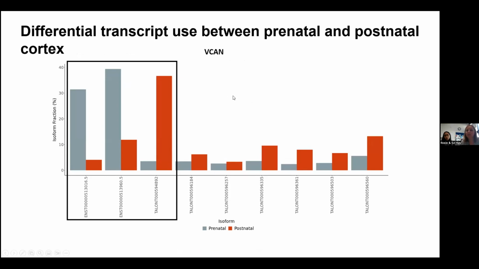And here's an example of differential transcript usage, which Szi Kay described at the beginning. This is for the VCAN gene. Here on the left-hand side, you can see for the transcript, in grey is the prenatal samples, and there's a higher percentage of isoforms which occur in the prenatal samples compared to the postnatal samples in red. And that's the same trend for this transcript here and along. However, when we look at this novel transcript that we've identified, this isoform usage switches so that the higher fraction of isoform is occurring in the postnatal samples.